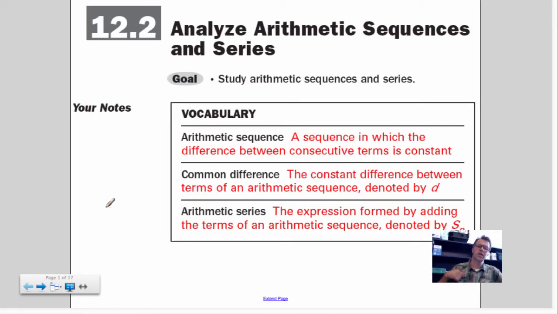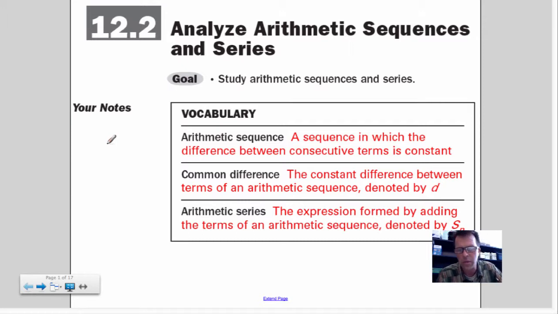We are in section 2, chapter 12. Title of the section is Analyze Arithmetic Sequences and Series. So arithmetic is a very common sequence. Today in class we did all sequences, any type of sequence. And the next two sections, this section and the following, we target a certain pattern of numbers. And arithmetic is when you have a common difference between terms.